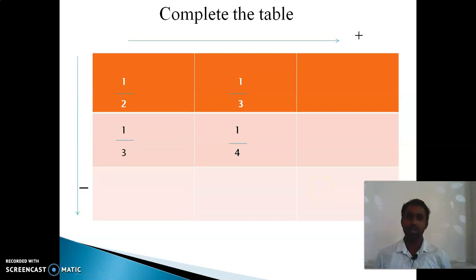Okay, understood students? So this kind of tabular column they gave in your book, so you have to practice it. Okay, it will be very easy only. So we can expect this kind of questions even in your exam also. So practice it. Shall we move to the next problem?